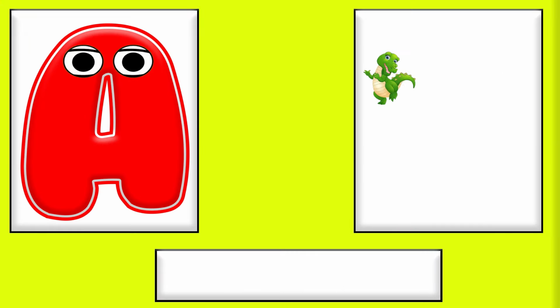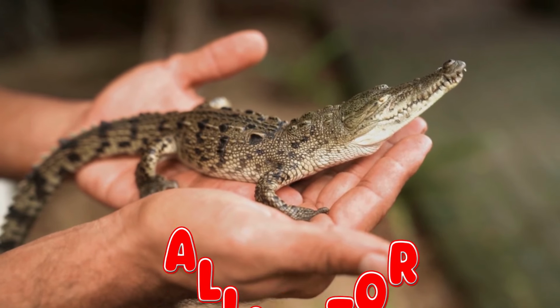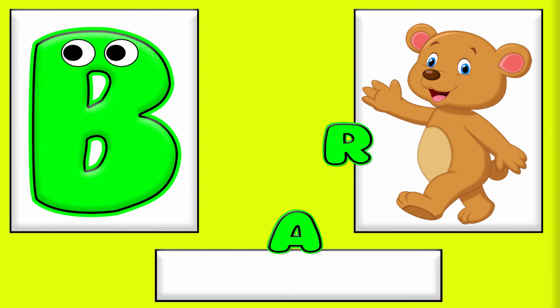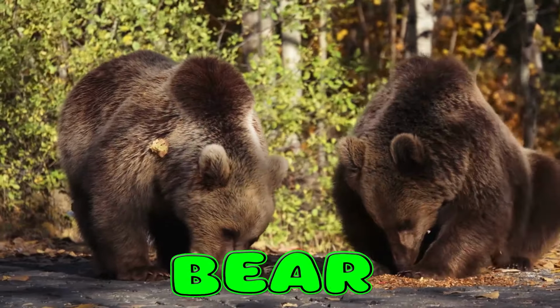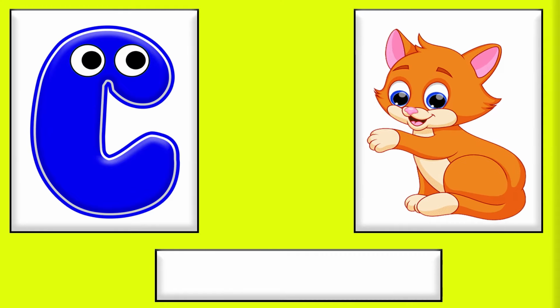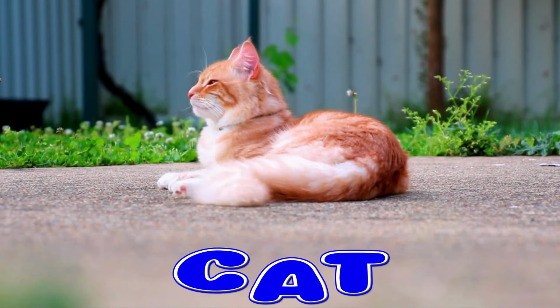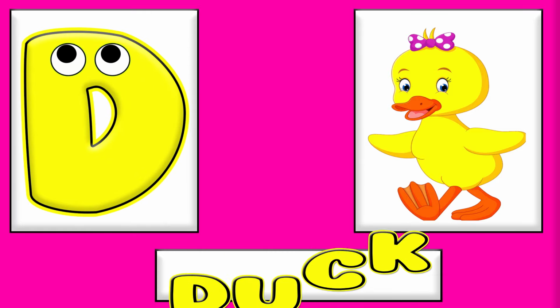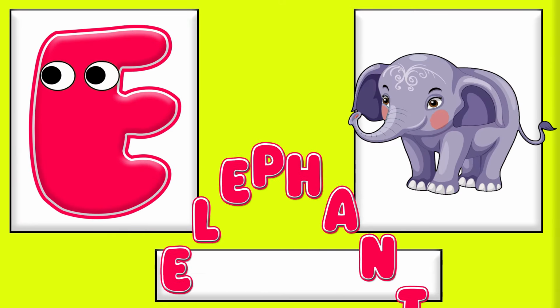A is for alligator. A. B is for bear. B. C is for cat. C. D is for duck. D. E is for elephant.